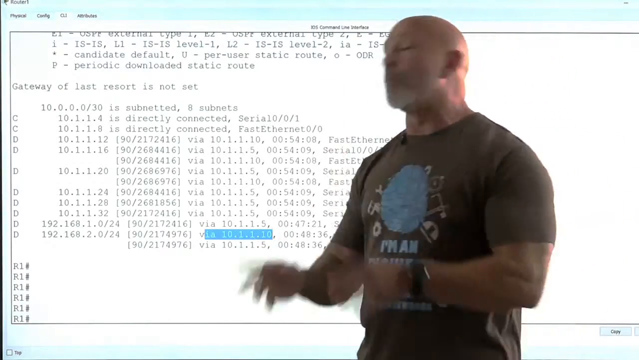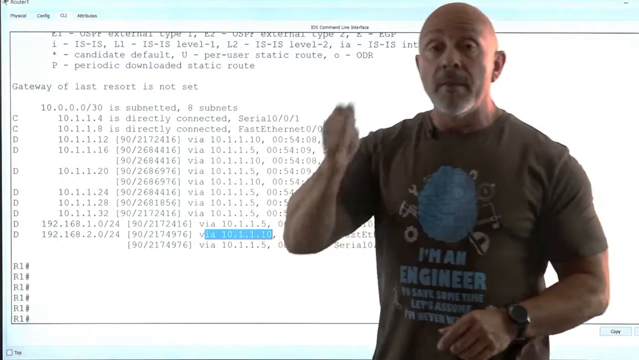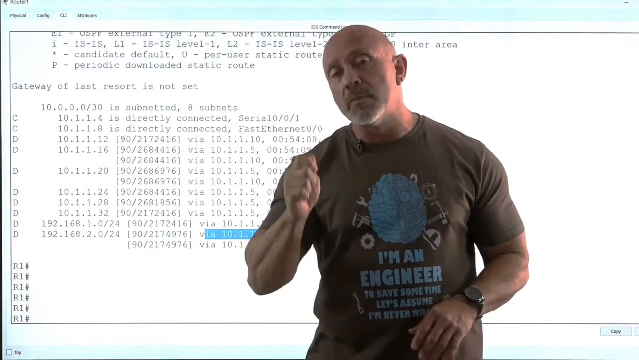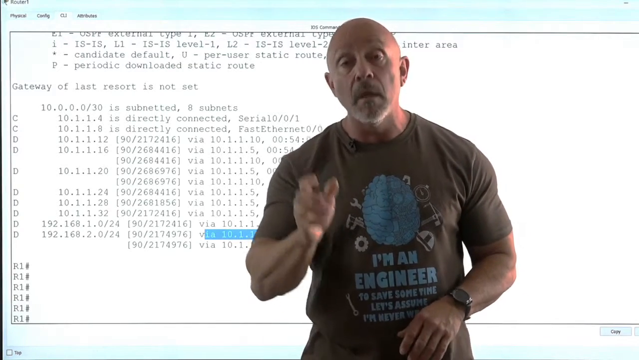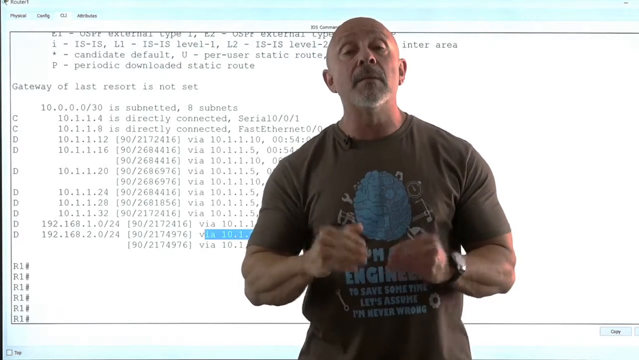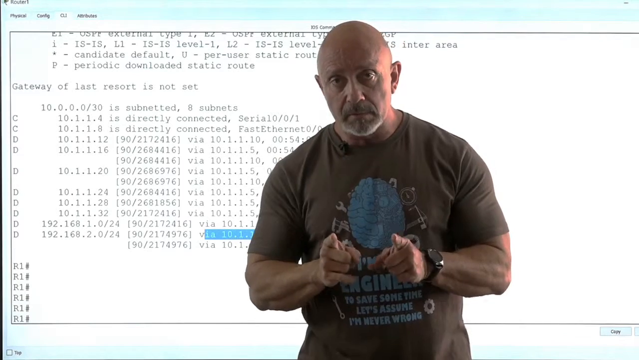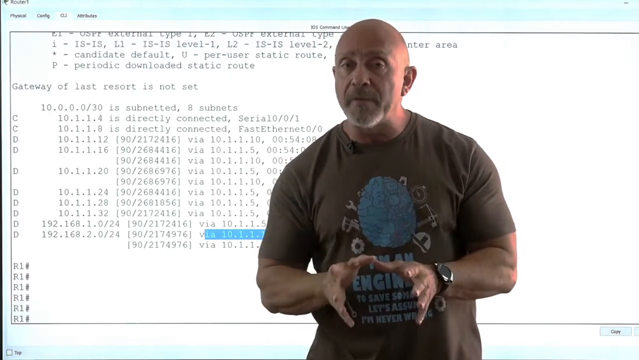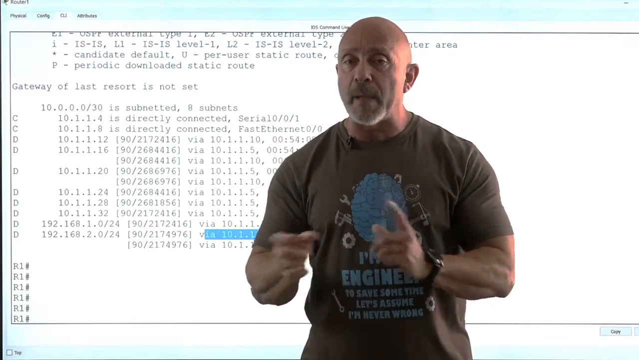So based on these numbers, based on these metrics, the key thing to look at when you're looking at the topology table is the feasible distance, because the feasible distance, by its definition, is the best path to the network. Always keep that in mind. All right. Now you know the math. Now you know how to figure it out. It's just a matter of practice, practice, practice.